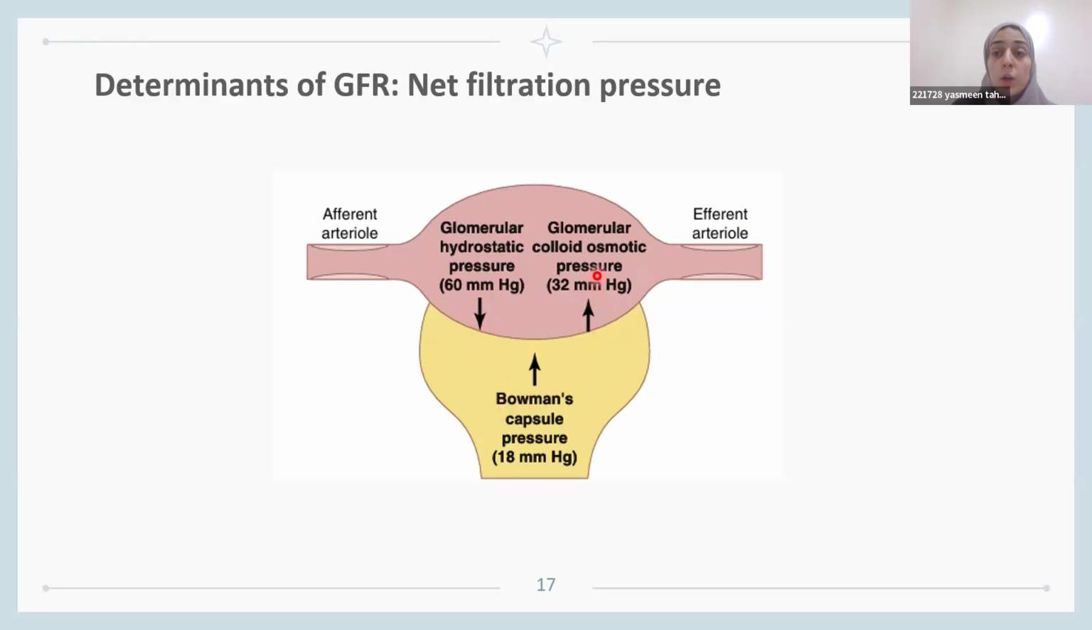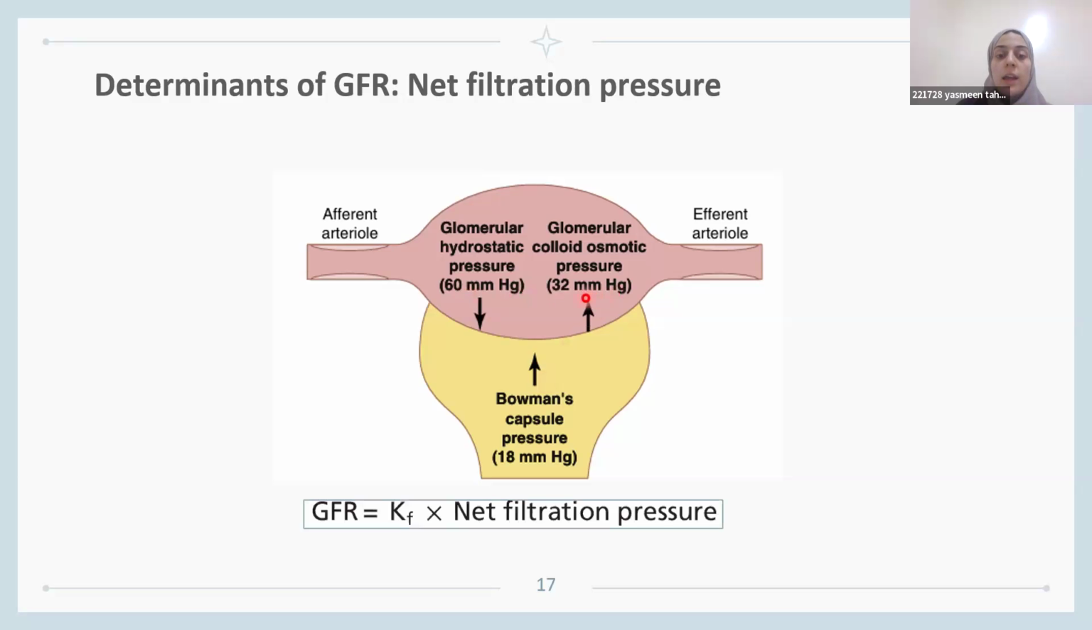And the colloid osmotic pressure is the opposite. So if it's higher, it wants to take fluid, like it wants to have more water to equalize the protein concentration. And here it's the Bowman capsule, the other side. So the higher the hydrostatic pressure here is going to push the fluid to not be moved here.